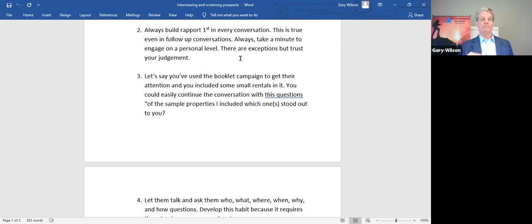But generally speaking, build and or rebuild rapport every conversation, okay? Now let's say you use the booklet campaign to attract them. They call you up and they say, hey, I'm looking at these flips you show me the examples. I like the third one. Right? It's easy to continue to build rapport there.